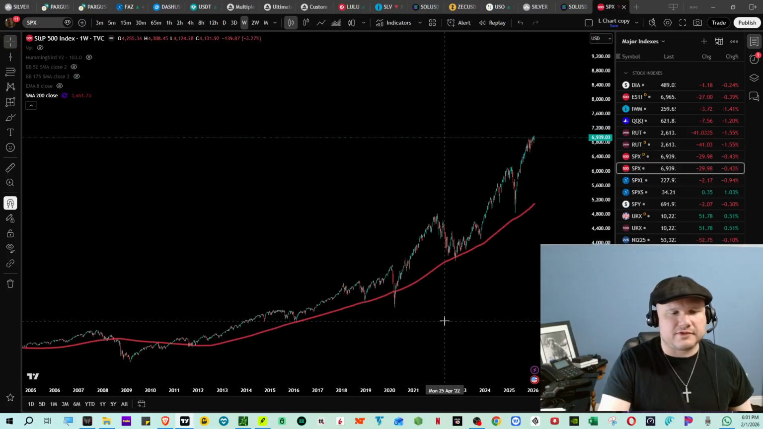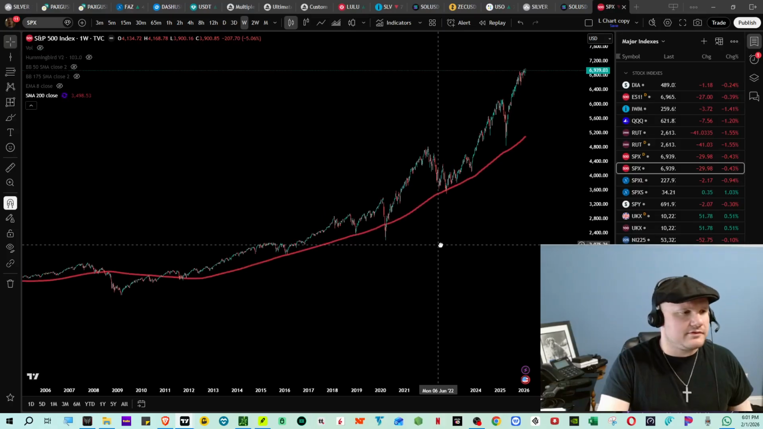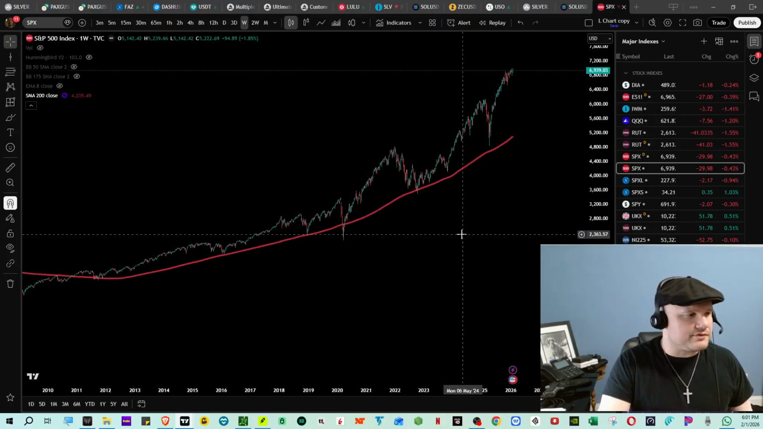And my computer's lagging yet again. For some reason, when OBS is running, my computer slows way down.